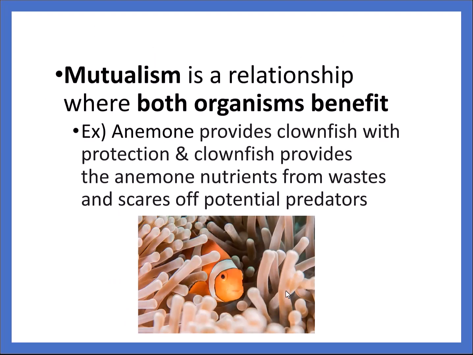Mutualism is a relationship in which both organisms benefit. So for example, with our anemone and clownfish, the anemone provides the clownfish with protection because the anemone has stinging tentacles, and so it is able to ward off other predators. The clownfish is actually immune to that. And the clownfish provides the anemone nutrients from its waste and scares off potential predators. So this is a beneficial relationship to both organisms, a specific type of symbiotic relationship that we call mutualism.